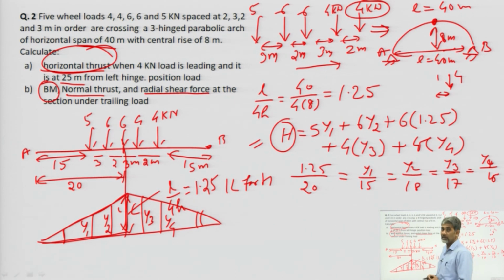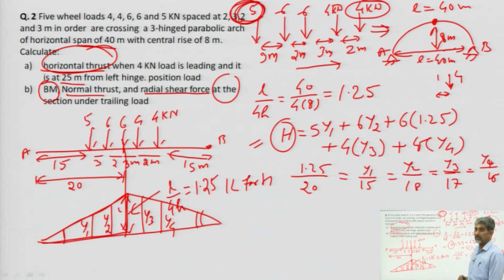Next thing is to calculate the bending moment, normal thrust and radial shear force at the section under the trailing load. Under the trailing load means what is the position of the load? Trailing load means this one, the 5 kilonewton load. Okay, the 5 kilonewton load is at the section, and what is the section? Section is not given. So, it is incomplete.